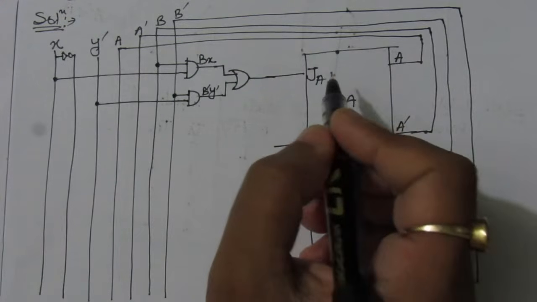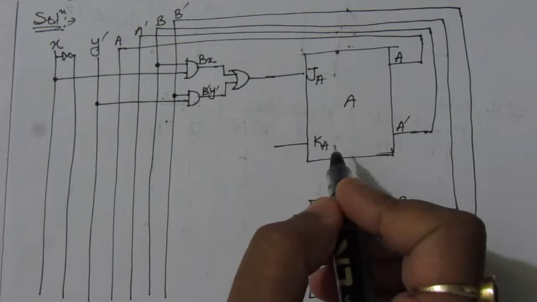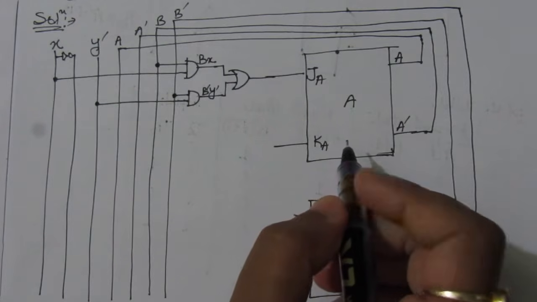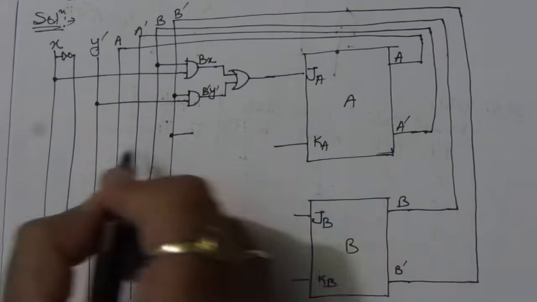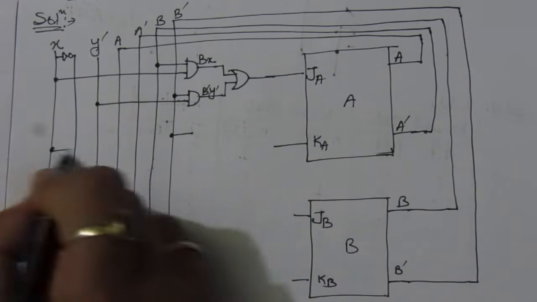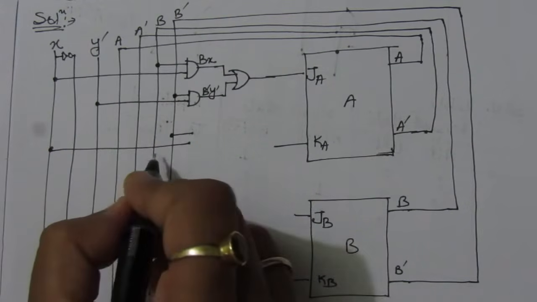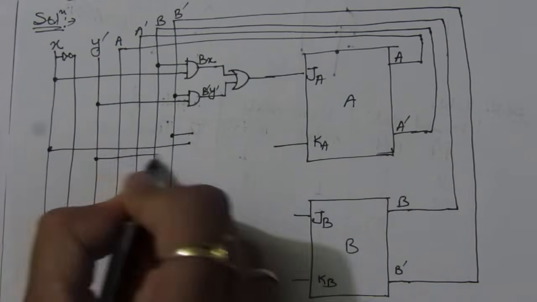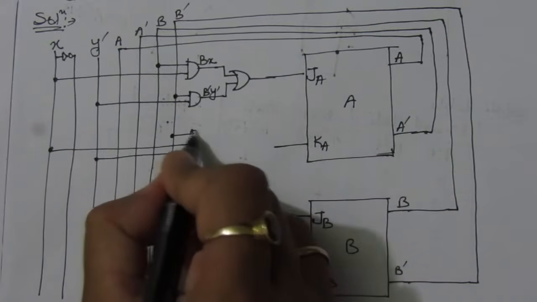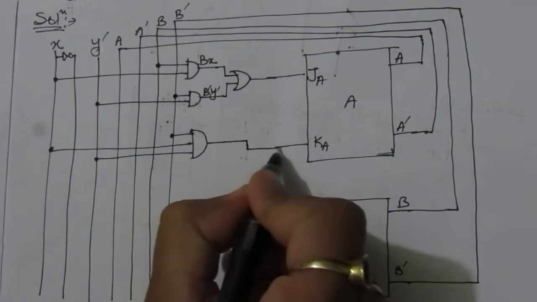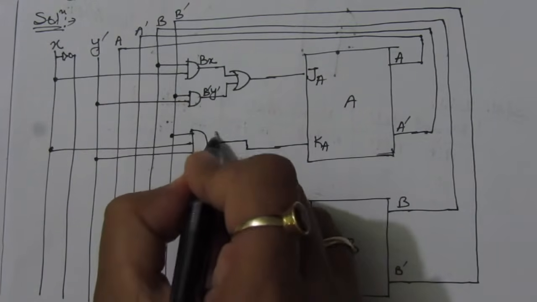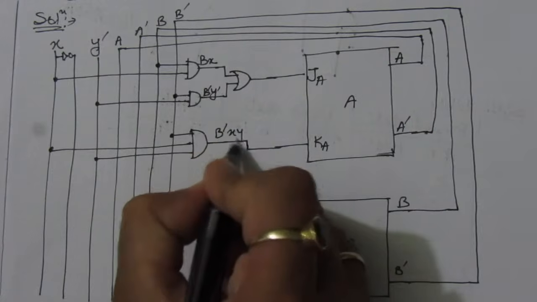Next we have KA. This KA expression is B bar X Y bar. So take a line from B bar, then take a line from X and a line from Y bar. Use an AND gate. This output will be connected here, so here we'll have B bar X Y bar.